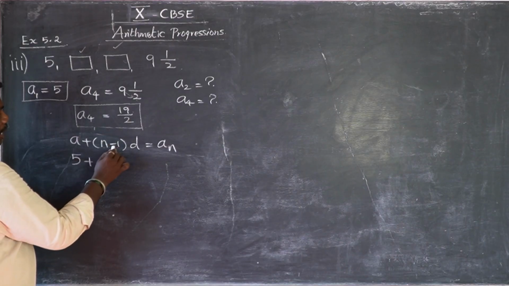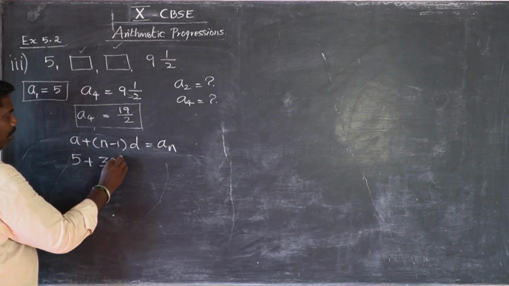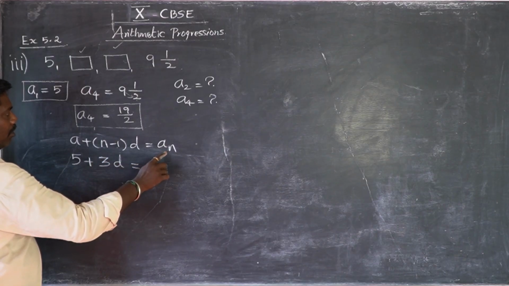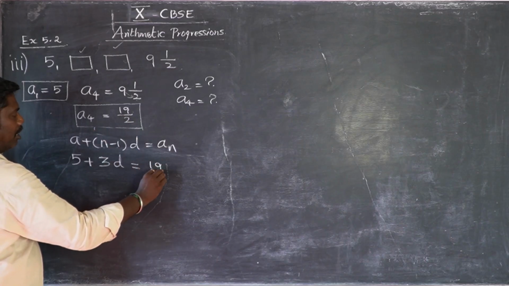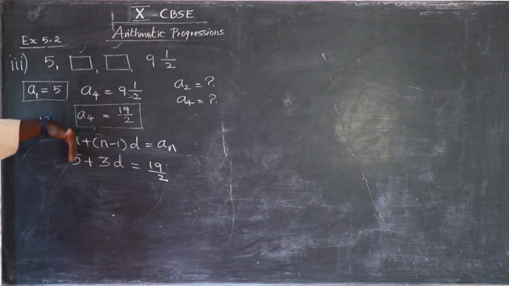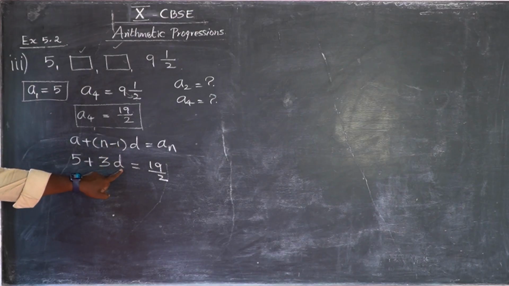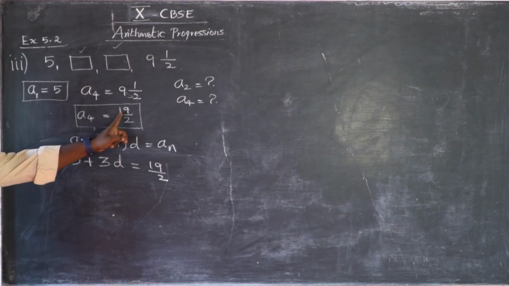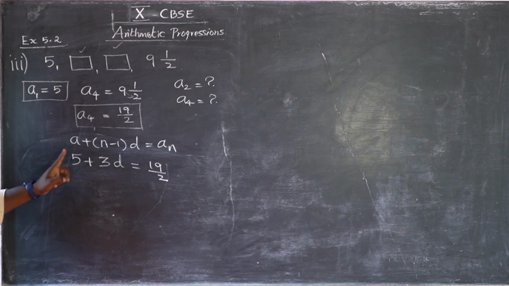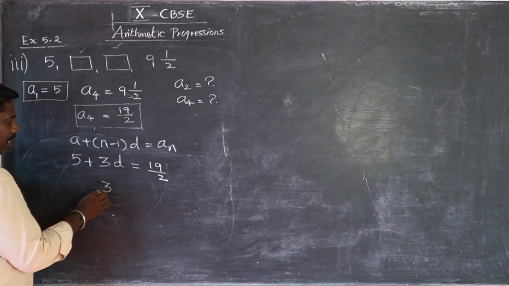Fourth term, 4 minus 1, 3. D is equal to the nth term. That is, the fourth term is equal to 19 by 2. So here we are substituting the fourth term. Fourth term means n value 4. 4 minus 1 is 3, 3 into D, 3D. And the fourth term value is 19 by 2. The A value is 5, the first term is 5. By using this, we can find the value of D.